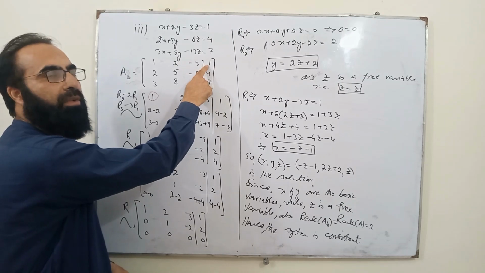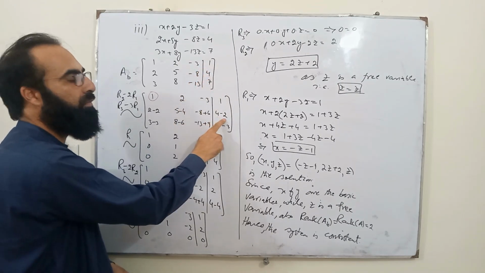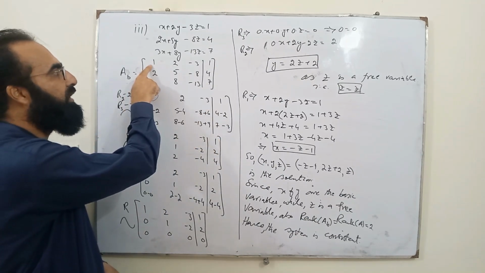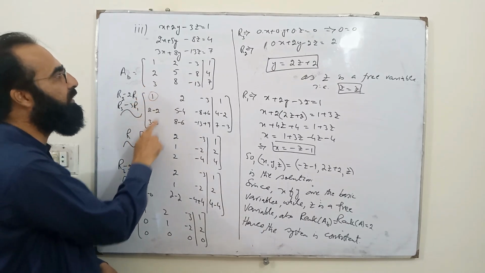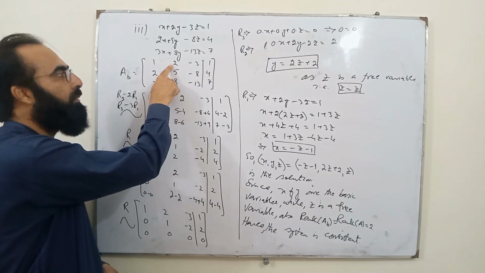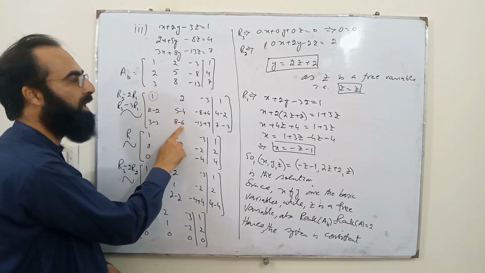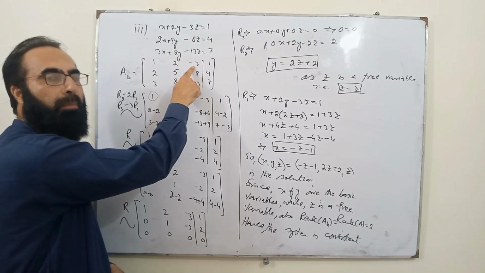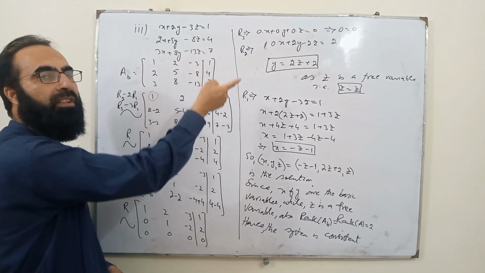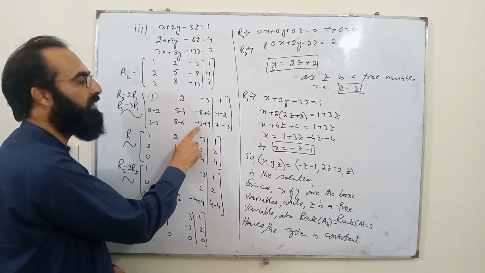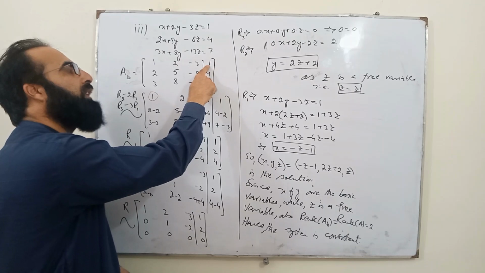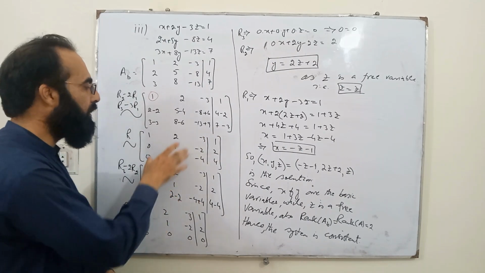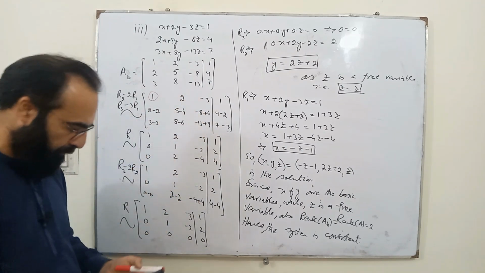Now 2 times of 1 gives us 2 and subtract that 2 from 4, we will get 4 minus 2. Similarly, 3 times of 1 gives us 3 and subtract from 3, we will get 3 minus 3. 3 times of 2 gives us 6 and subtract that 6 from 8, we will get 8 minus 6. Similarly, 3 times of minus 3 gives us minus 9, and due to subtraction that minus 9 will become plus 9, and we will get minus 13 plus 9 here. Similarly, 3 times of 1 gives us 3 and subtract that 3 from 7, we will get 7 minus 3. Now just simplify this one, you will get this one.